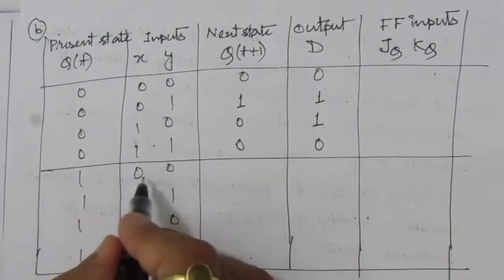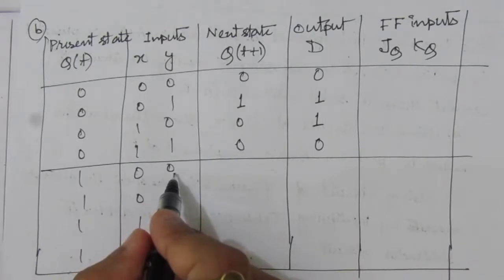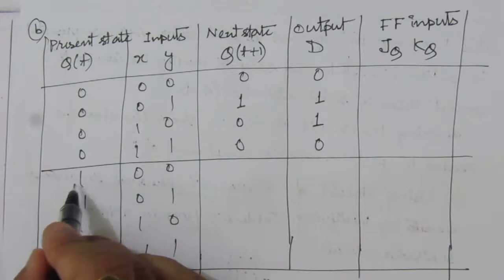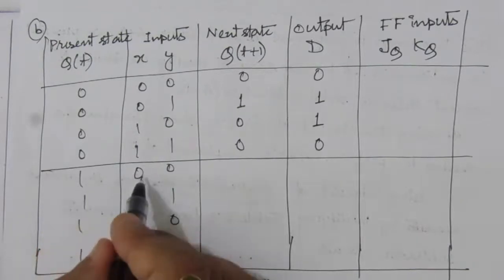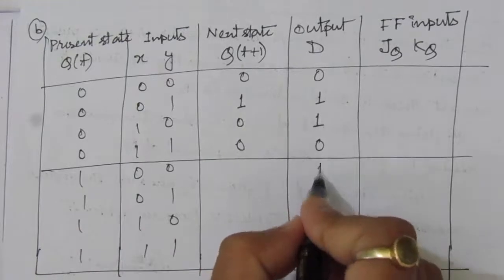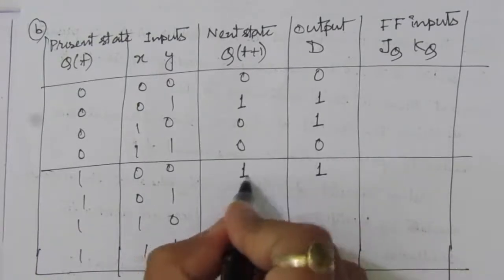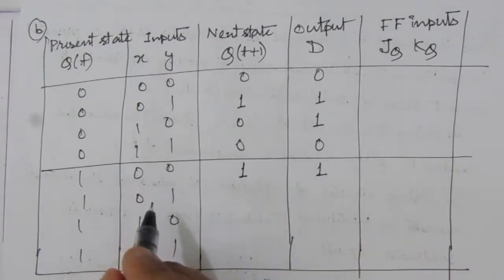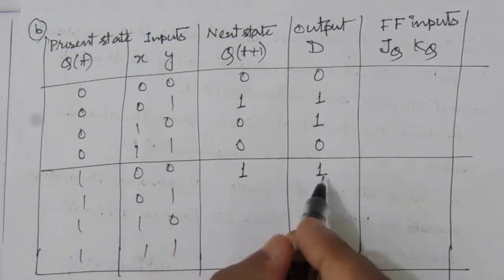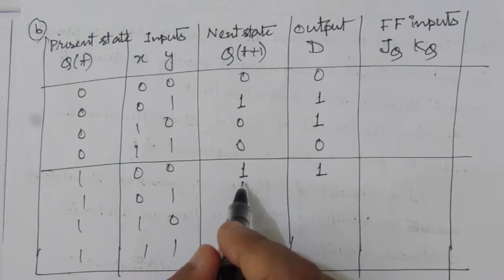If we see here 0 minus 0, so the difference will be 0 and the borrow is also 0. But here we have a borrow in, so we have to subtract this number also. So 0 minus 0 minus 1, so we'll have here difference is 1 and borrow is also 1. That means we have to take 1 borrow to subtract 1 from 0, so we'll have here difference is 1 and borrow is also 1.